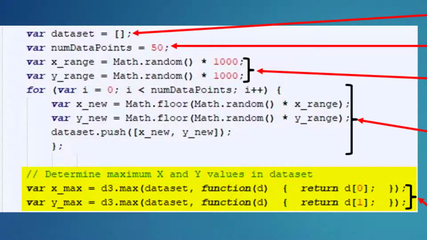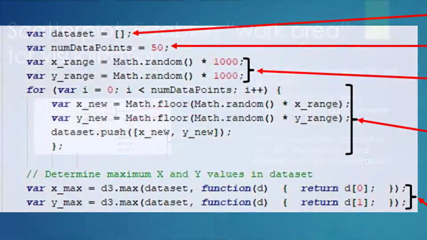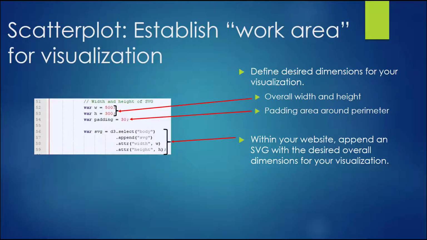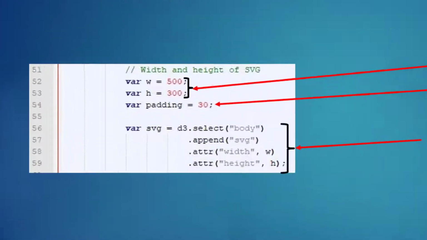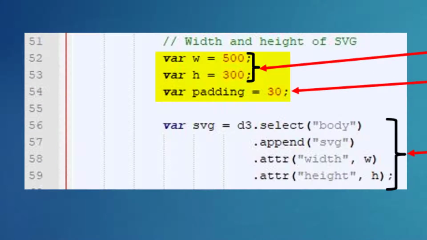At the bottom of the code shown in this slide, we calculate the maximum X and Y values. As you will see, these values are used for scaling the axes on the graph. Now, what determines the size of the visualization? Here you can see that we declare the height and width of the work area, as well as a panning allowance within the area. Then we define a variable that when activated, will append an SVG, that is, a scalable vector graphic of the specified dimensions to the web page.